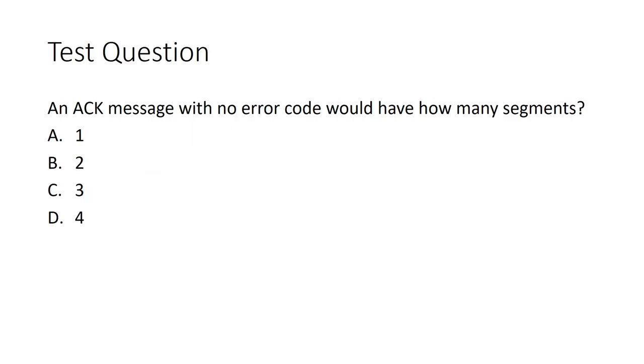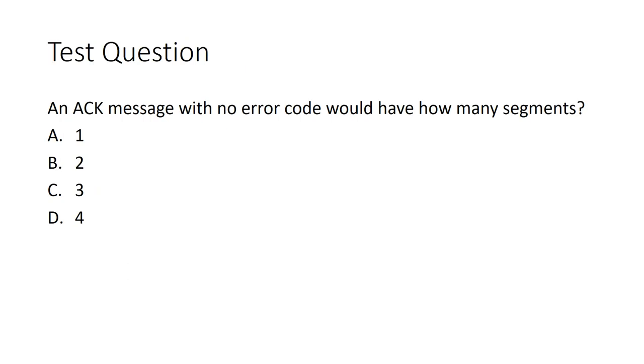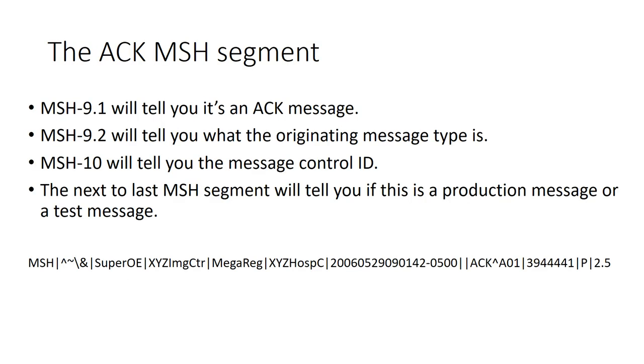An ACK message with no error code would have how many segments? The correct answer is B, 2. Okay, so if there's no error code, it will have an MSH and an MSA segment. You only get the error code when there's an error message. The correct answer to that question is B, 2.